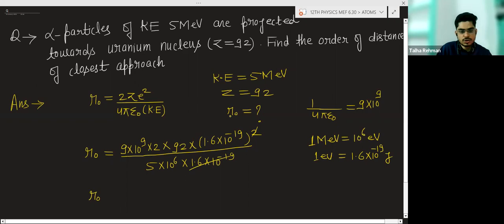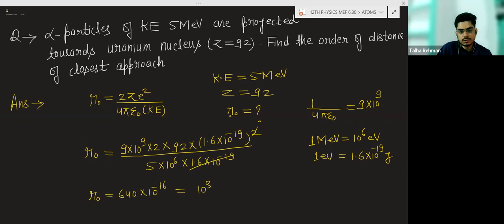So R0 you will get 640 into 10 to the power minus 16, and this 640 can be written as approximately 10 to the power 3 multiplied by 10 to the power minus 16. So approximately you will get the answer 10 to the power minus 13 meter.